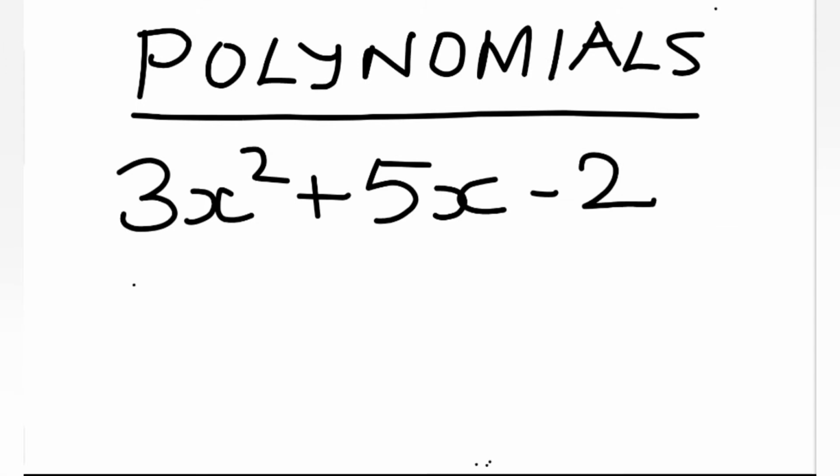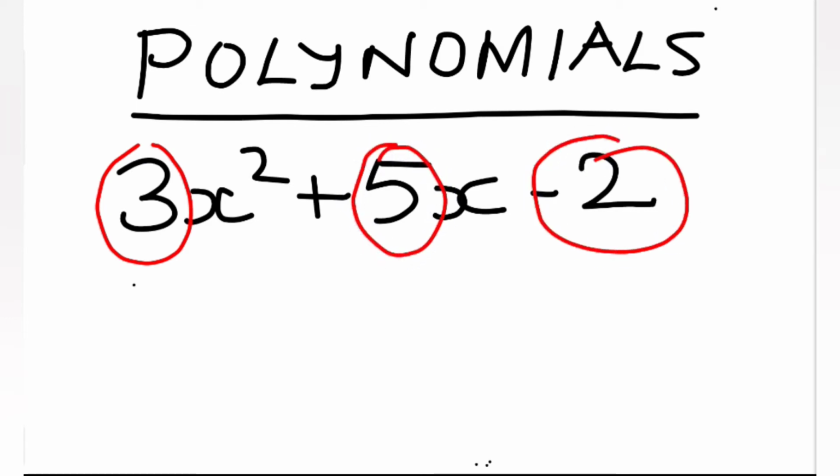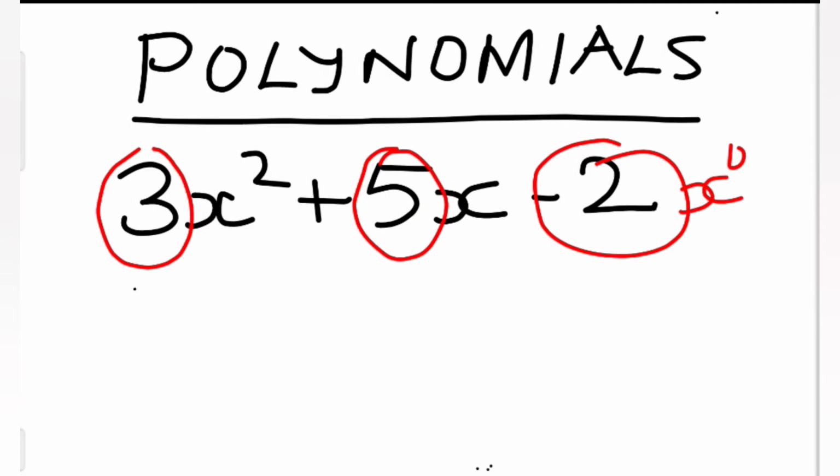Now, we can see some numbers written before the variables. They are called coefficients. Here 3, 5 and minus 2 are the coefficients. 3 is the coefficient of x squared, 5 is the coefficient of x and minus 2 is the coefficient of x raised to 0. Again we can see some other numbers written on top of the variables. Here first 2, here 1 and 0.